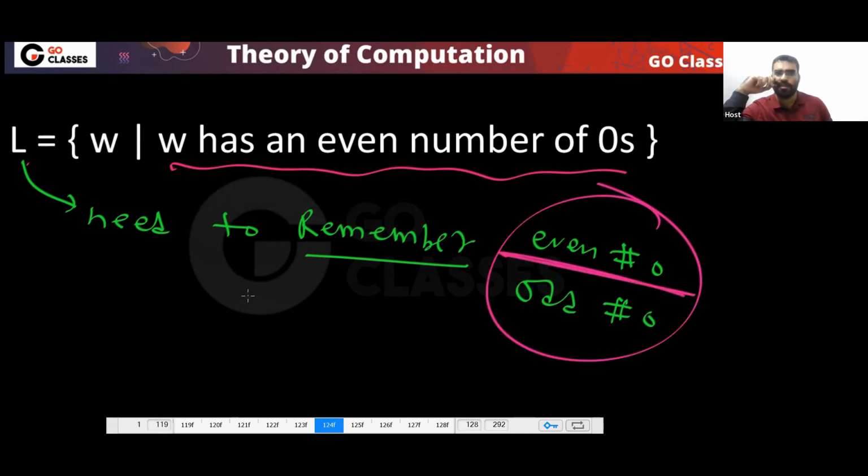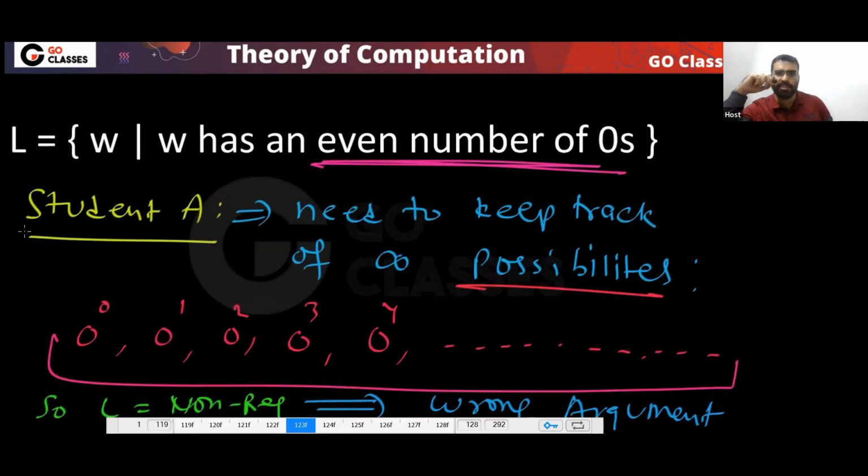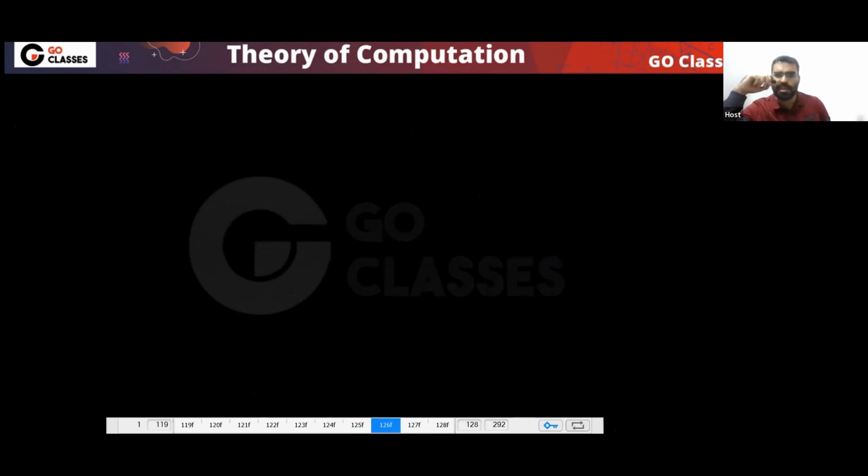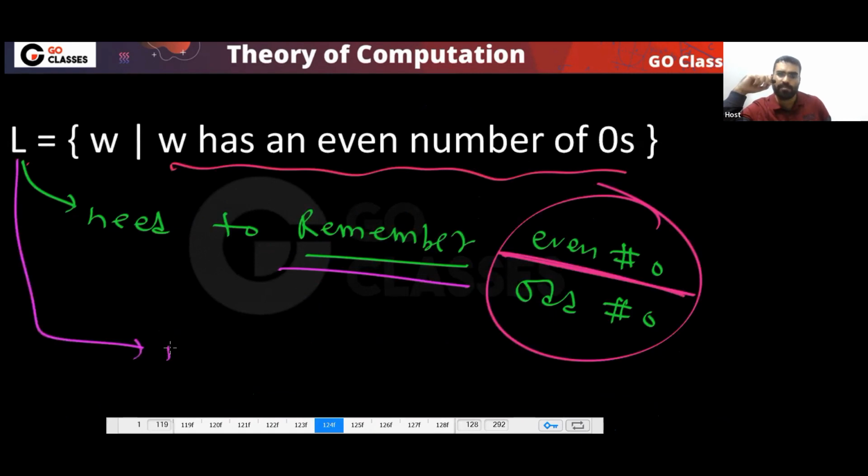Is this point clear? Remember, some student is saying that, sir, I need to remember how many zeros I have seen because I want an even number of zeros. But you can notice this is wrong because you only need to keep track of two possibilities: even number of zeros, odd number of zeros. So this language is actually regular.